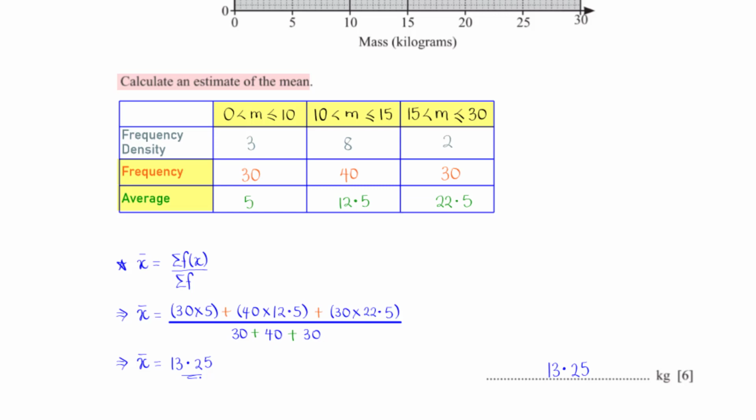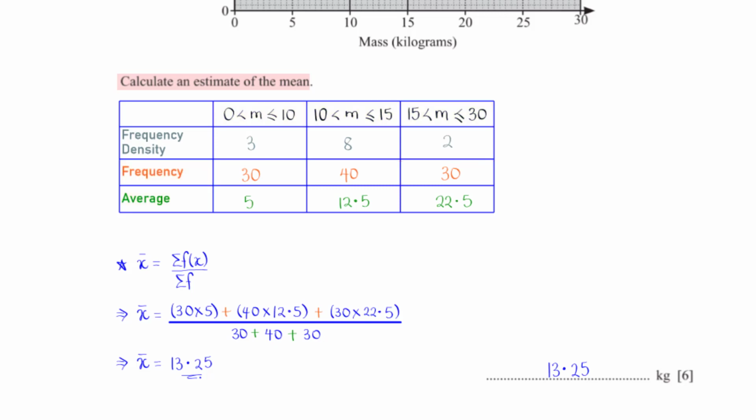To get the frequency for each range, that will be the frequency density times the interval width. So for the range m greater than 0 and less than or equal to 10, the frequency will be the frequency density, which is 3, times the interval width, which is 10 minus 0, giving us 30. For the next range, we have 8 times 15 minus 10, which is 40. And for the final range, we have 2 times 30 minus 15, which is 30.